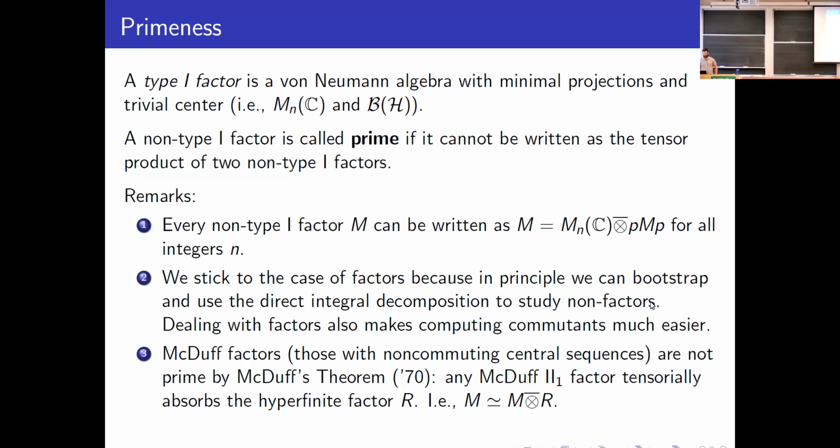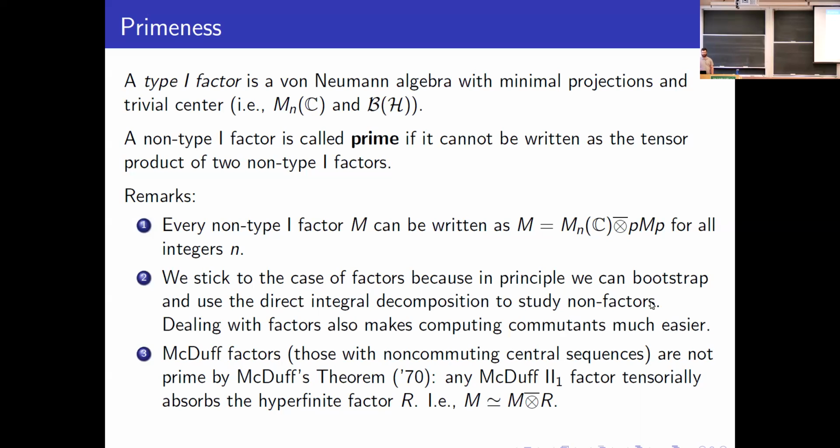You can actually also define this for non-factors, but we're going to stick to the case of factors because, at least in principle, you can use the integral decomposition to study non-factors. I say in principle because I'm a little traumatized currently from direct integrals, so I don't want to think about them too much. The other thing is that when you're dealing with prime, you assume something is not prime and then try to derive some kind of contradiction, and you have all kinds of commutants lying around, right? If you have two tensor factors, then the commutant of one is the other. So having factoriality makes computing all these relative commutants a lot easier.